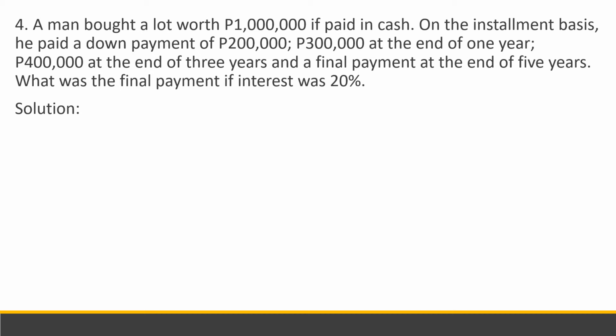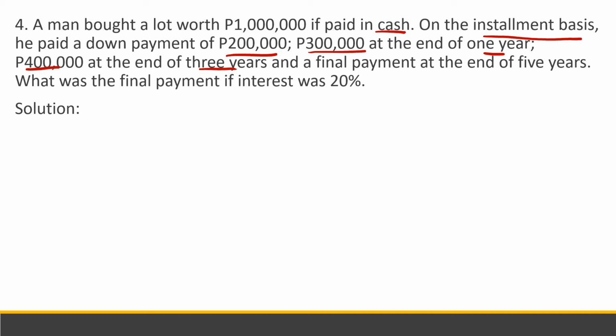So to better understand the equation of value, let's set an example. A man bought a lot worth 1 million pesos if paid in cash. But on installment basis, he paid a down payment of 200,000, then 300,000 at the end of 1 year, 400,000 at the end of 3 years, and then a final payment at the end of 5 years. So the question here is, what was the final payment if the interest was 20%?